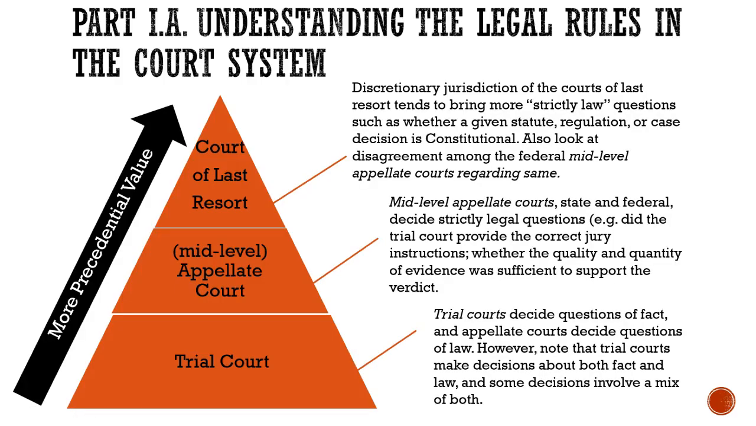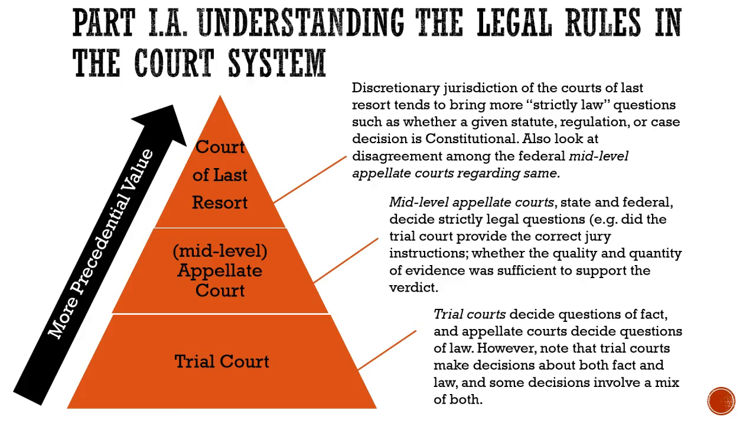Next, we'll look at the same precedential value of cases. I know this is repetitive, but I wanted to do it like the book did, just to give you a little bit more alignment with the textbook. So trial courts decide questions of fact. Appellate courts, on the other hand, decide only questions of law. Note that trial courts make decisions about both fact and law, and some decisions will involve a mix of both. The mid-level courts, both state and federal, decide strictly legal questions.